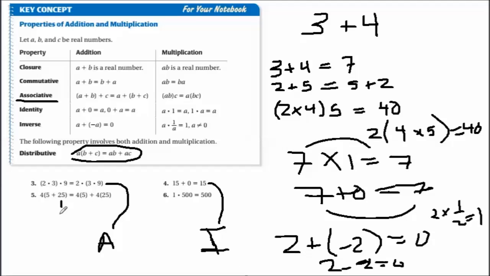Okay, this next one, okay, distributive. And this one, 500 keeps its identity, so it's also identity.